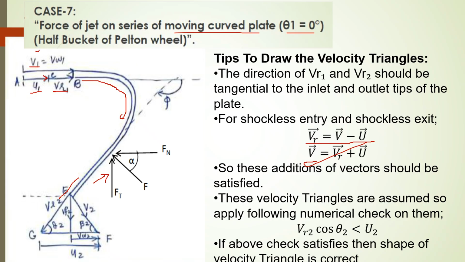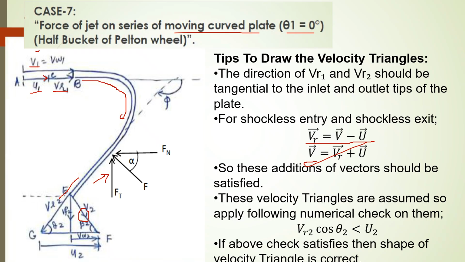So when the water is physically coming out from the outlet tip, it will be deviated in the backward direction. The actual water is coming in a deviated form as V2. Physically the water is coming in the direction of V2, and according to the movement of the bucket, the relative velocity Vr will be in the same direction as theta 2.